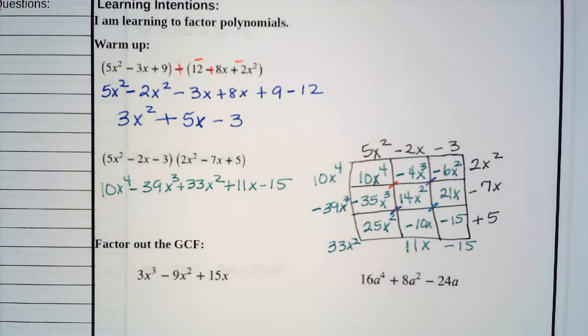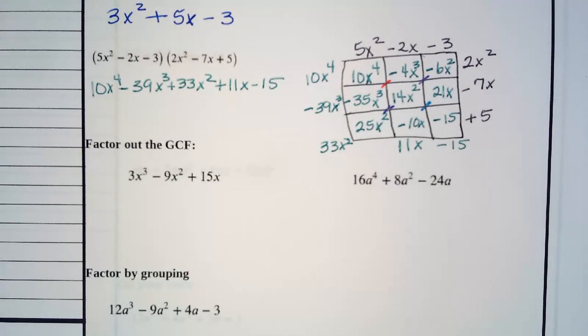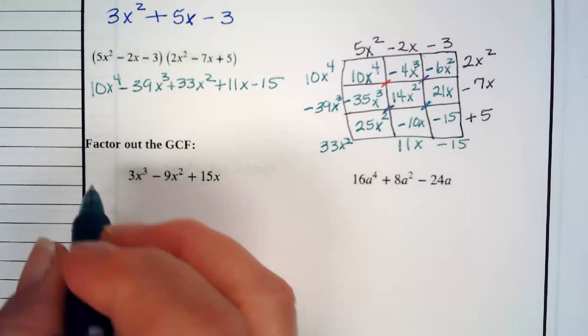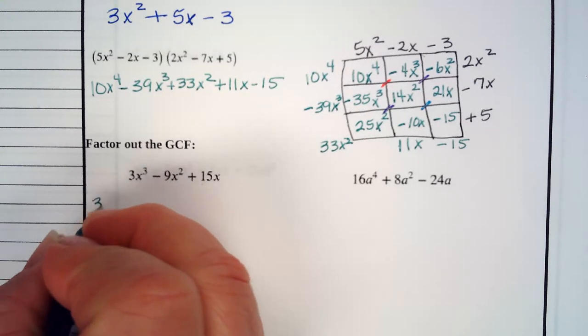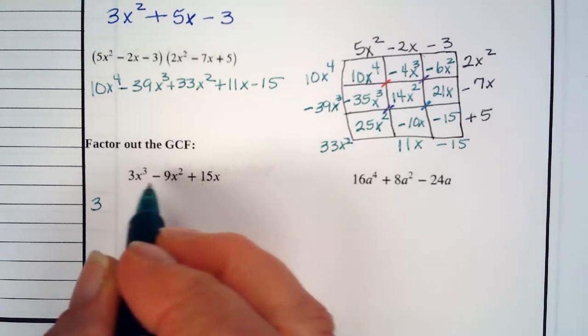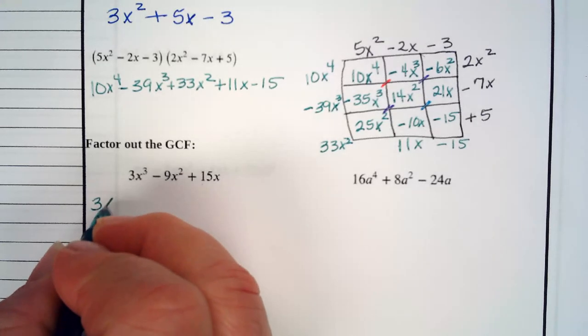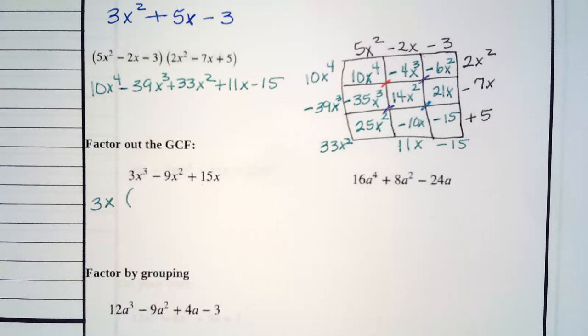Okay, for the first, looking at the GCF, we're just going to factor out the greatest common factor. And then we're going to look at factoring by grouping. So as we're looking at all the factors, we've got 3, 9, and 15. There's a factor of 3 in each one of those. We've got x to the third, x squared, and x. So 3x will come out of all those terms.